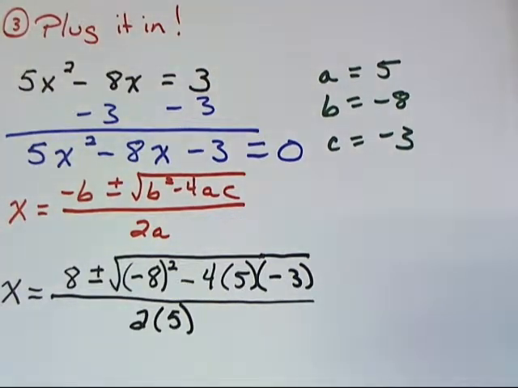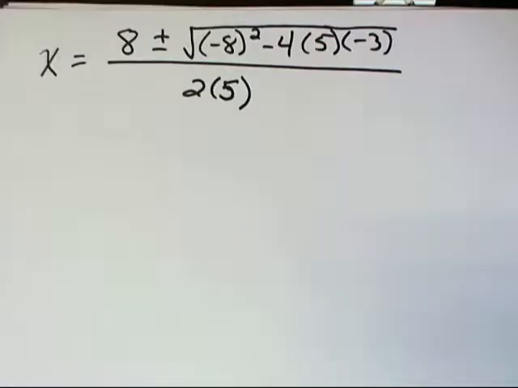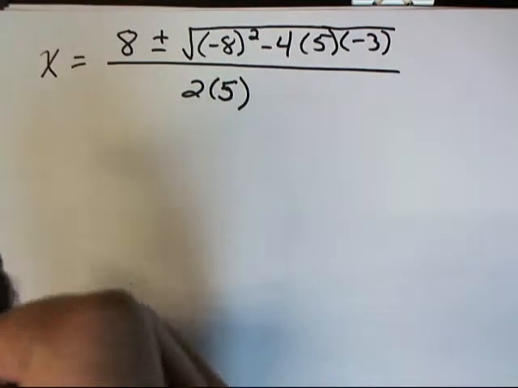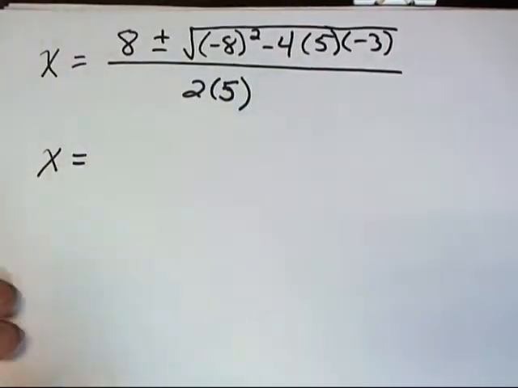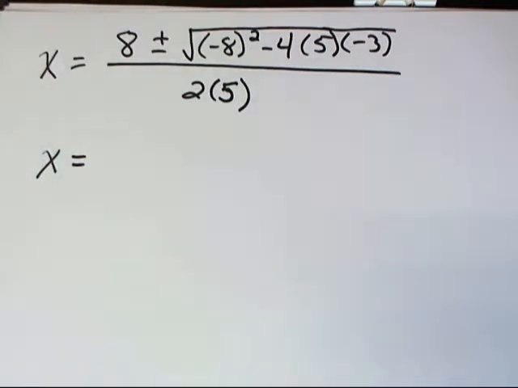Now we simplify. I'm running out of space, so I'm going to rewrite this on a new page. So here's our same problem. X is equal to 8 plus or minus the square root of all that other stuff all over 2 times 5. So our order of operations says that we would simplify inside parentheses. A radical sign like this is an assumption that everything underneath there is in parentheses. You have to simplify all of that first.